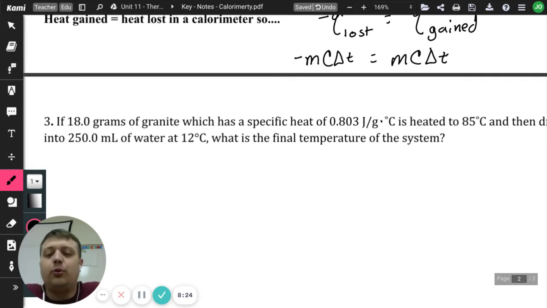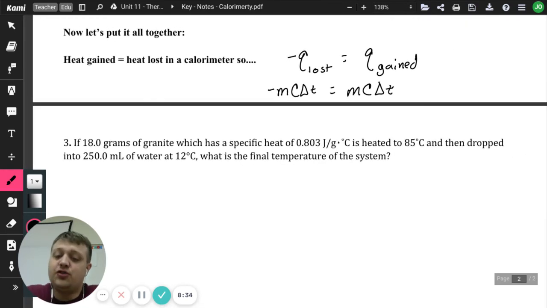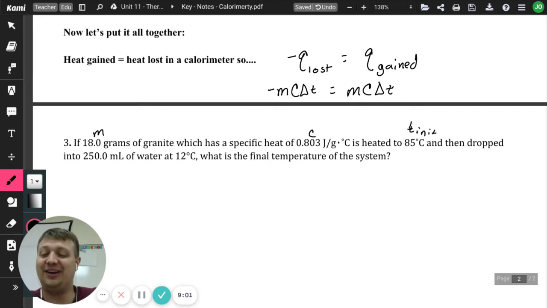So it says if 18.0 grams of granite, which has a specific heat of 0.803 joules per gram degree Celsius, is heated to 85 degrees Celsius and then dropped into 250 milliliters of water at 12 degrees Celsius, what is the final temperature of the system? All right, so we know that this is a mass. This is a specific heat. We've got a temperature. Now, this is going to be the initial temperature of the granite.